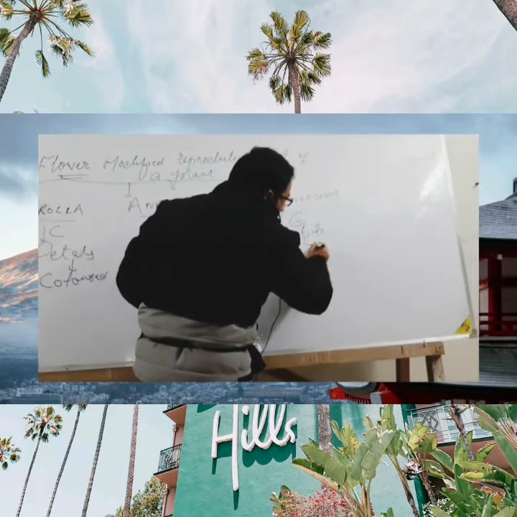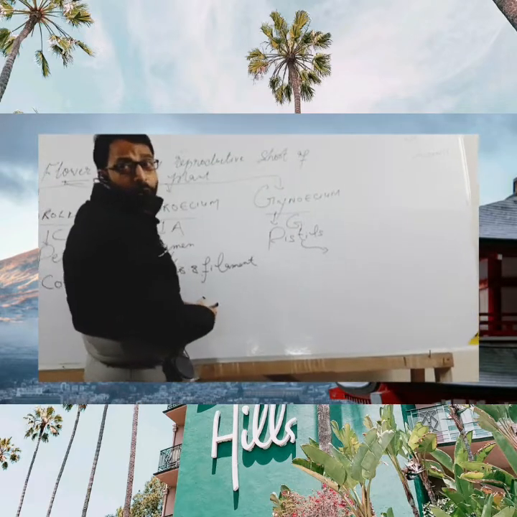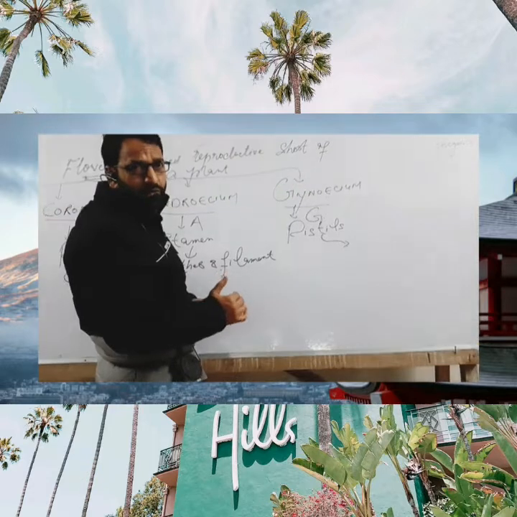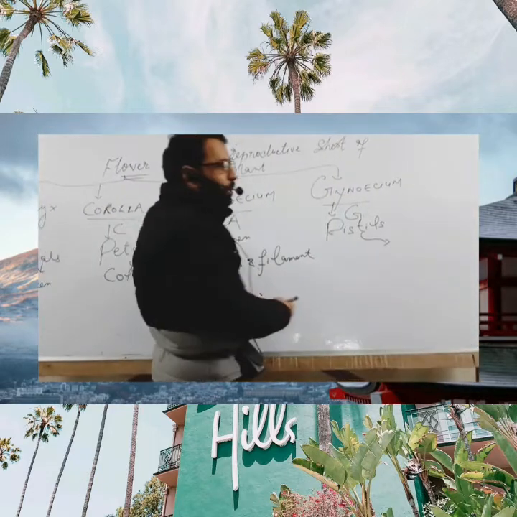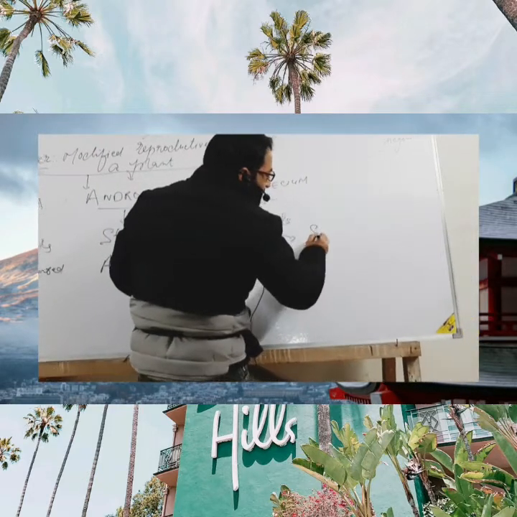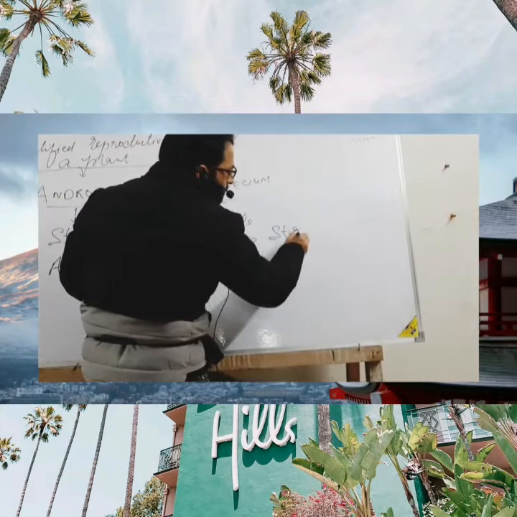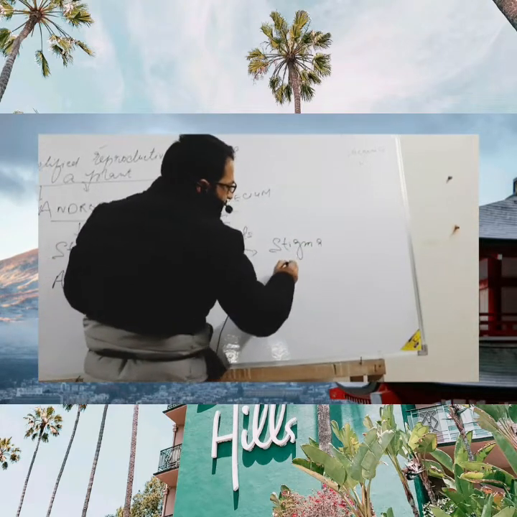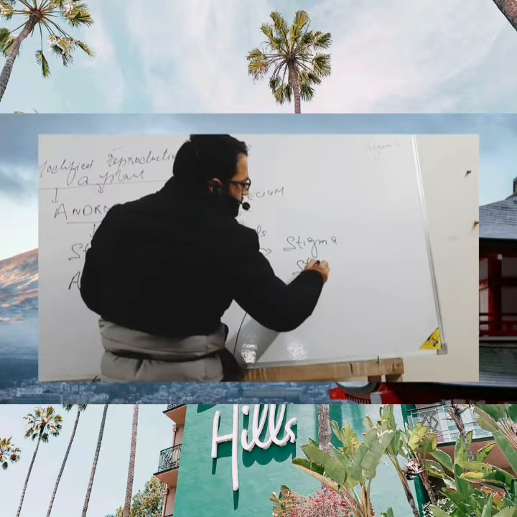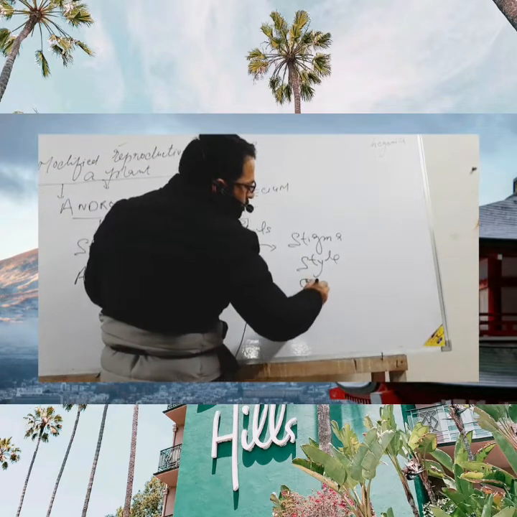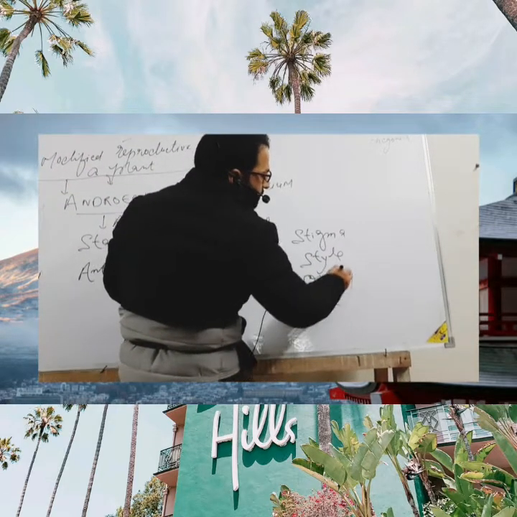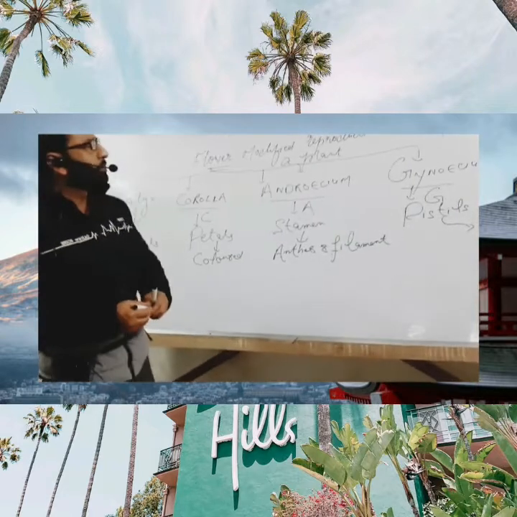Then the pistil is the female reproductive part. It is composed of three parts. The first part is known as stigma. Then the second part is known as style, and the third part is known as ovary. The rest of the flower structure will be discussed in the next lecture.